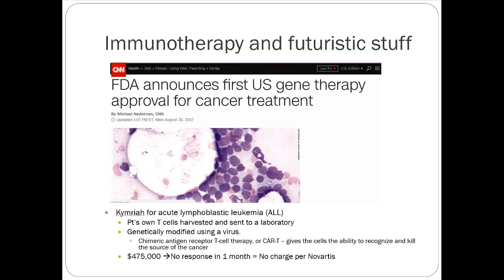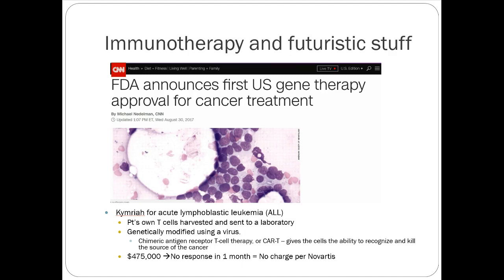If you've read in the news anytime recently about immunotherapy, what I like to think about is futuristic stuff that's pretty cool. What we might be looking at in the future would be gene therapy and what they call immunotherapy. So the first drug was approved for acute lymphoblastic leukemia, or ALL. It's called Kymriah, which is kind of like a misspelling of chimera, which is kind of what it is. It's a chimeric antigen that they're developing.